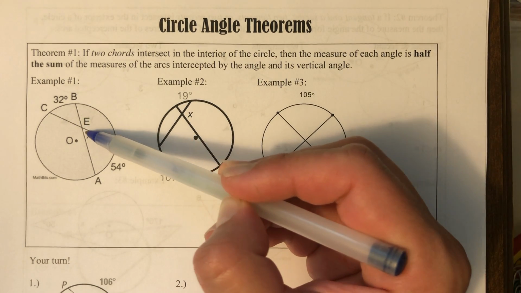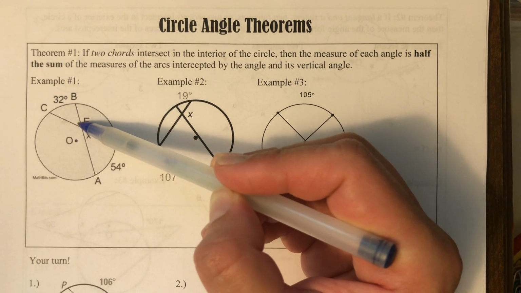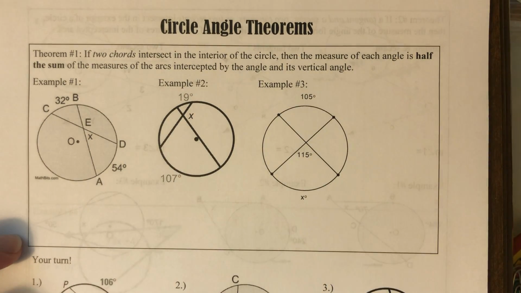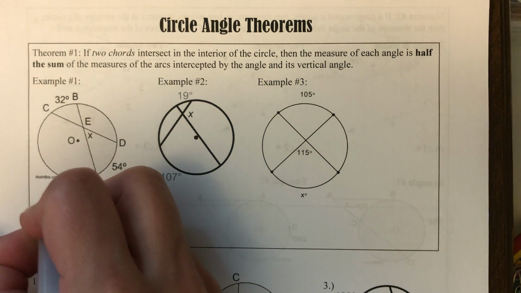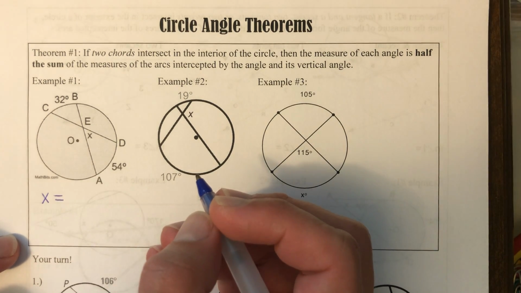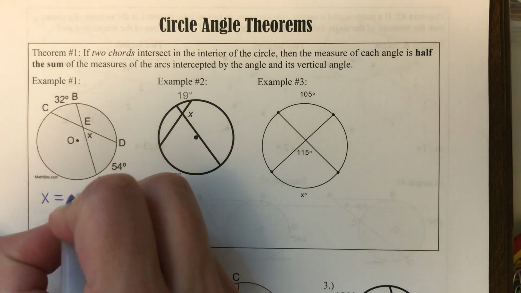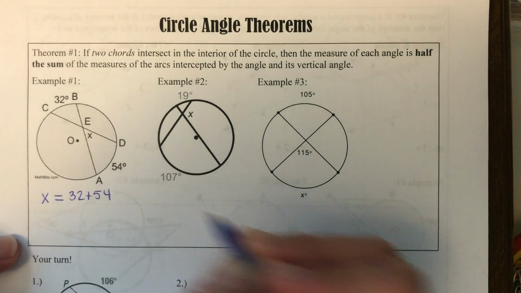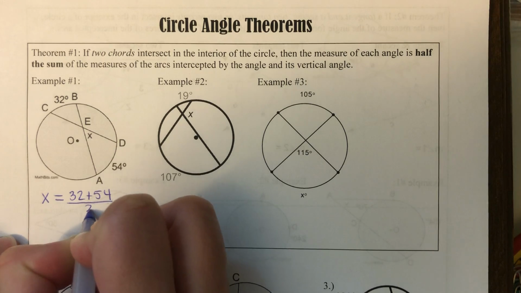So I'm looking at these two angles. I see one arc that's intercepted and across from it another arc that's intercepted. So how this works is we'll start with the angle on the inside, which is x in this case, equals. I need to take half of the sum. I'm going to start with the sum. I'm going to add the two arcs together. So 32 plus 54. And then because I have to take half, I'll be dividing that by 2.